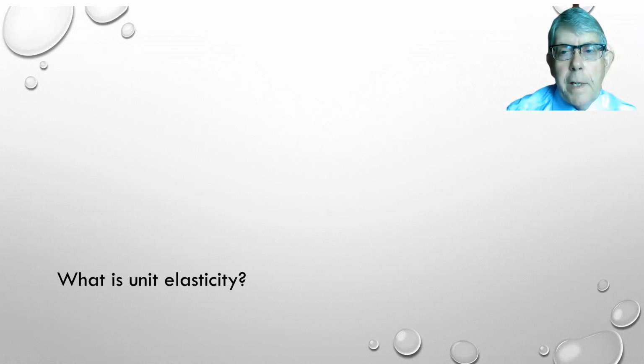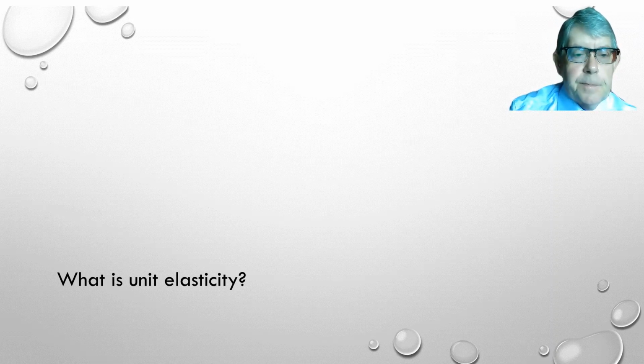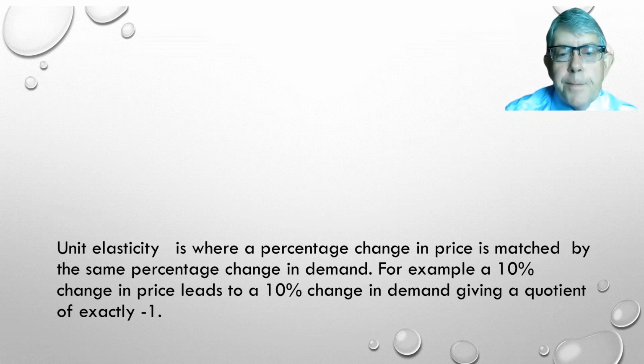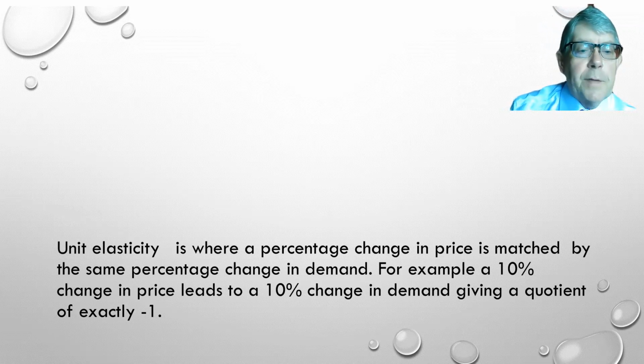What is unit elasticity? Unit elasticity is where a percentage change in price is matched by the same percentage change in demand. For example, a 10% change in price leads to a 10% change in demand, giving a quotient of exactly -1.